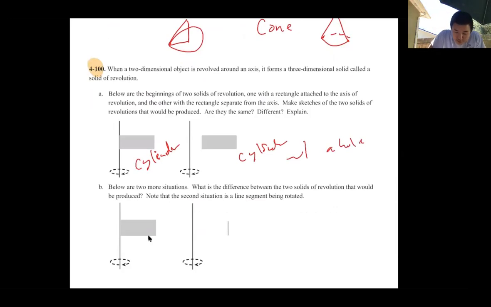Below are two more situations. What's the difference between the two solids of revolution that would be produced? It should be a cylinder. And then the second would be more like a ribbon with endpoints making a loop. So it'd be like a ribbon.